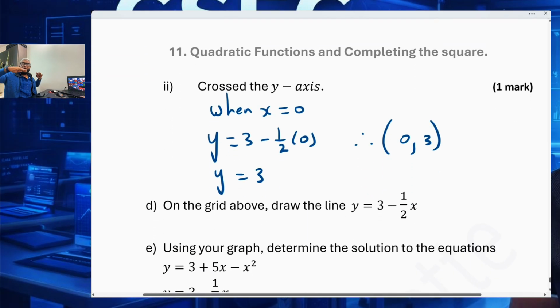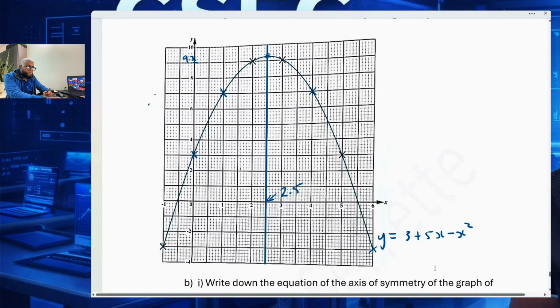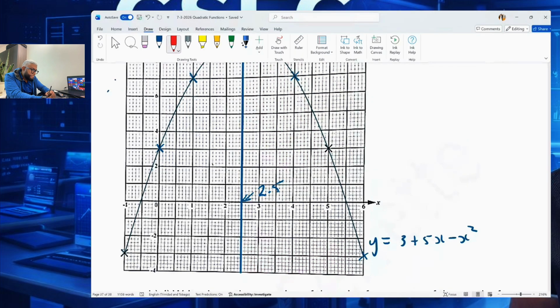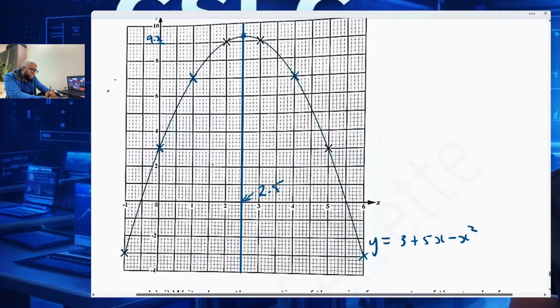Draw my line. You see why I had to bring this for you? You see how much we still have to do here? 6, comma 0 is 6 on the x, 0 on the y. So that's here. And 0, comma 3 is this point here. So there we go.